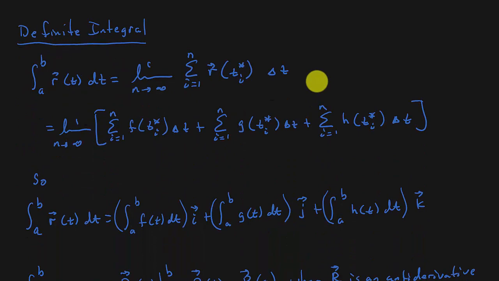All right, so now let's look at the definite integral. So the definite integral, we have the integral of vector r of t dt is the limit as n goes to infinity, summation i equals 1 to n of vector r of t sub i star times delta t, which is equal to the limit as n goes to infinity. And basically we're summing, because remember r of t sub i star, that's going to be f, g, h, and so you see we're just breaking it up.